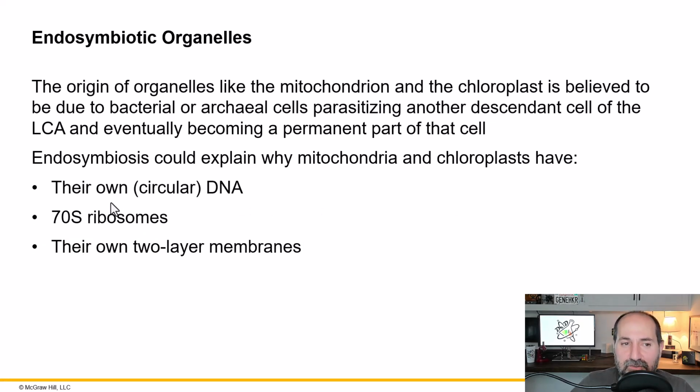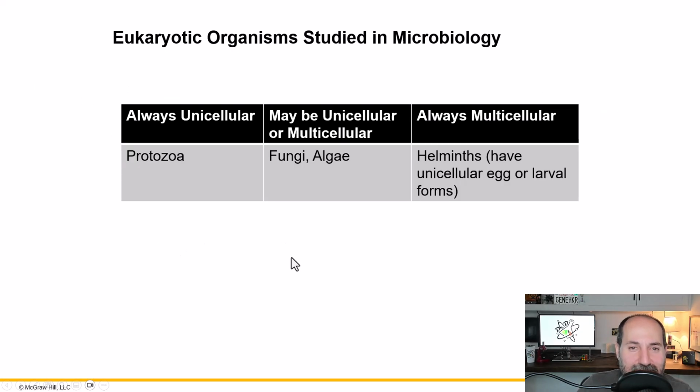So this was interesting. It explained the origin of the mitochondria and chloroplast. You should know that the endosymbiont theory states that the mitochondria and the chloroplasts came from bacteria once upon a time. They used to be bacterium, which were kind of endocytosed into the early eukaryotic progenitor. And how do we know this? They have their own circularized DNA. They have 70S ribosomes, and they have their own 2-layer membranes. So please know what the endosymbiotic theory states. You should know that these are the eukaryotic organisms studied by microbiologists, so protozoa, fungi, algae, helminths.